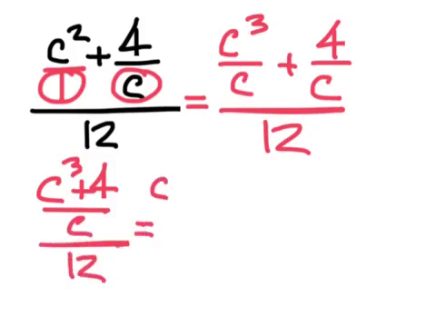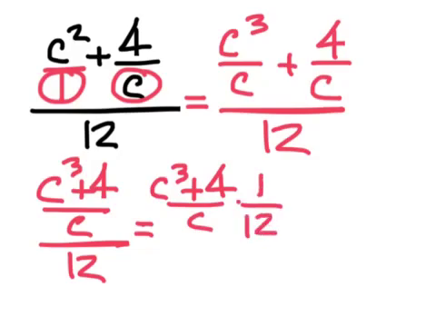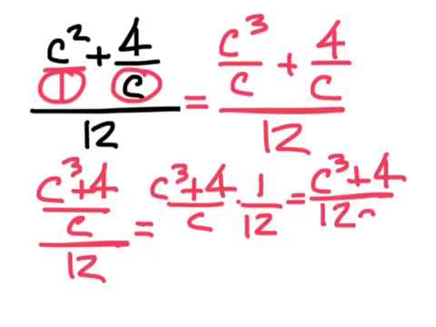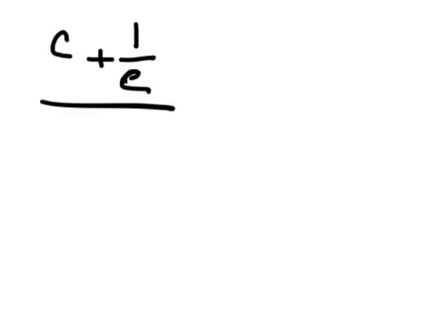You're going to flip the 12 and multiply it by c to the third plus 4 over c, and multiply straight across to get c to the third plus 4 over 12c. That's a c, not an e.